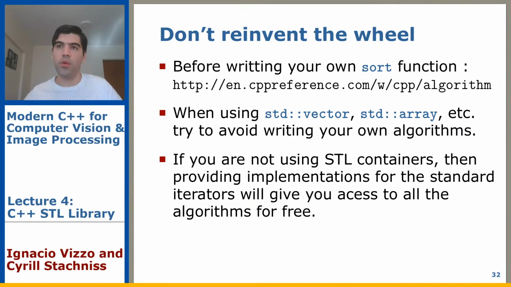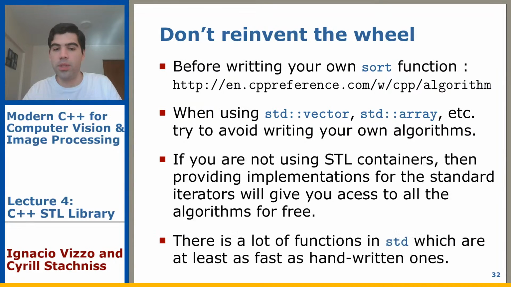So you don't need to rewrite a sort function, even if you have your own data container, like, I don't know, my container or whatever, you name it. So if you provide iterators for accessing this container, then you already have all this functionality for free. So it's really important.